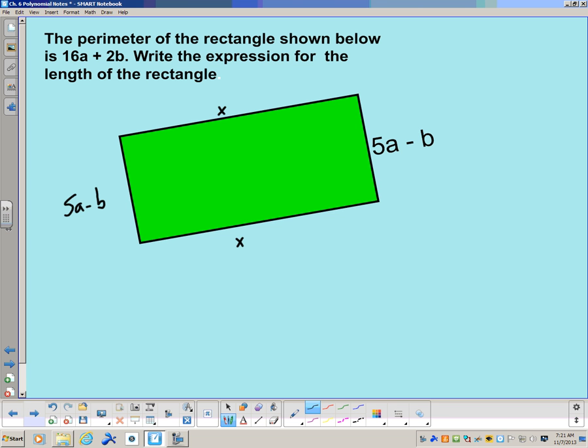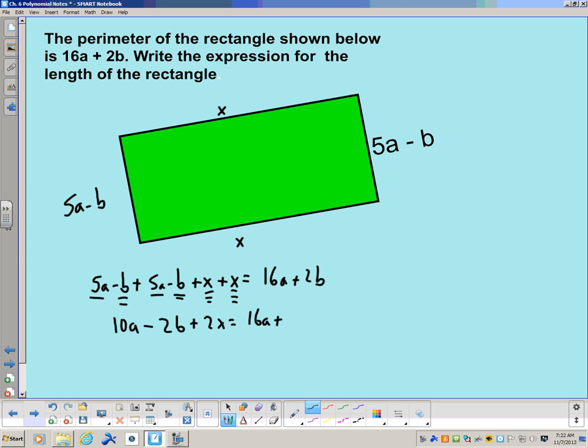So we can set this up. The perimeter is, remember perimeter, you add up all the sides, so we have to do 5a minus b plus 5a minus b plus x equals my total, which is 16a plus 2b. So combining my like terms here, I've got 5a plus 5a gives me 10a. Negative b plus negative b gives me negative 2b. And I've got x plus x gives me 2x. And over here, 16a plus 2b.